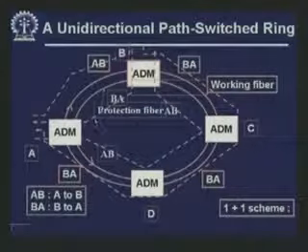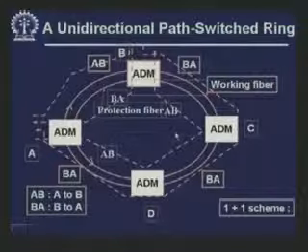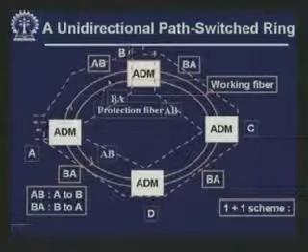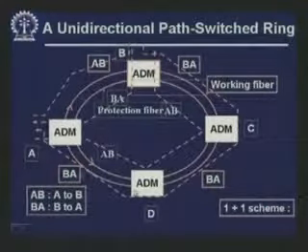This is the protection fiber part. So, A to B, where the working fiber is going in the other direction. So, A to B is going like this and B to A is coming all the way like this. Let us say if the outer one is the working fiber, it is through the outer ring.